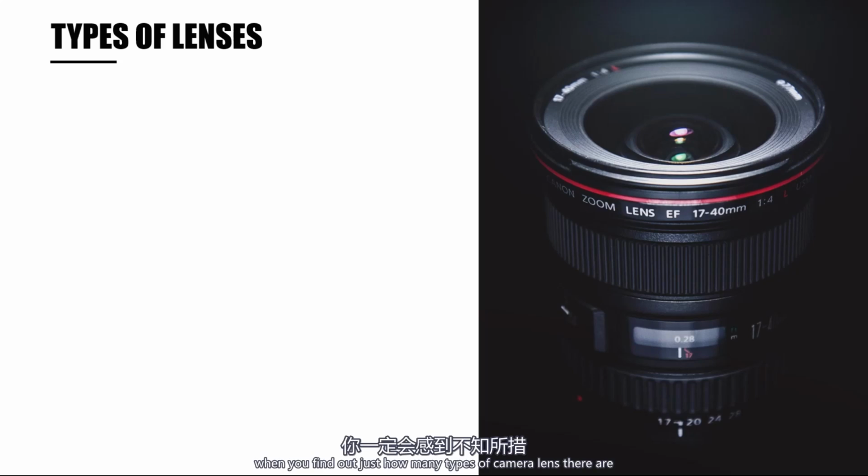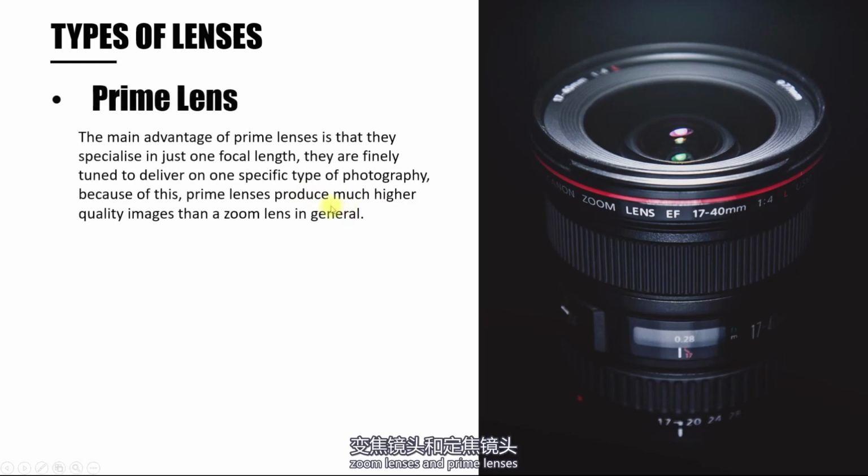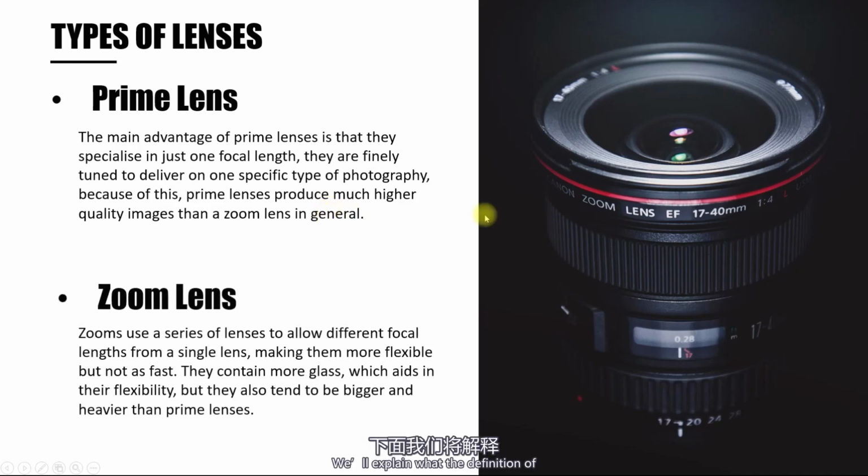Okay, it can be quite overwhelming in the early stage of getting into photography when you find out just how many types of camera lenses there are. Camera lenses can be broken down into two types, zoom lenses and prime lenses. We will explain that definition with the two cameras below. Prime lenses have a fixed focal length, making them faster and sharper. They are fine-tuned to deliver on one specific type of photography. Because of this, prime lenses produce much higher quality images than a zoom lens in general. But you will need to know in which situation you can use them.